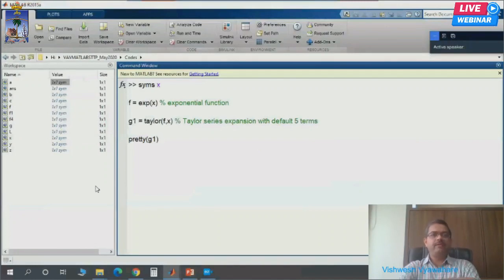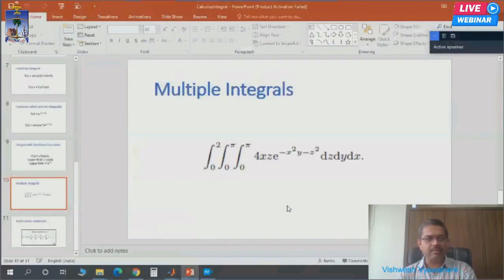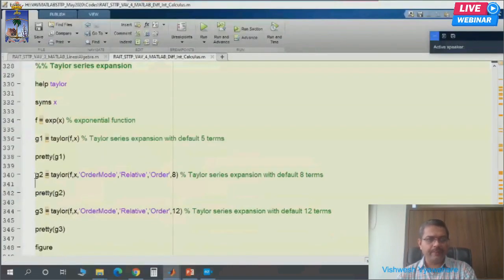So you have f is equal to exp(x). Before that, you have defined x as a symbolic variable. And g1 is equal to taylor(f, x). It will give me the Taylor series expansion with default 5 terms. And you get these terms. You can see here x to the power 5 upon 5 factorial, which is 120, x to the power 4 upon 24, x cubed by 6, x squared by 2, x plus 1. So we have got a fifth order, that means 6 terms, Taylor series expansion.